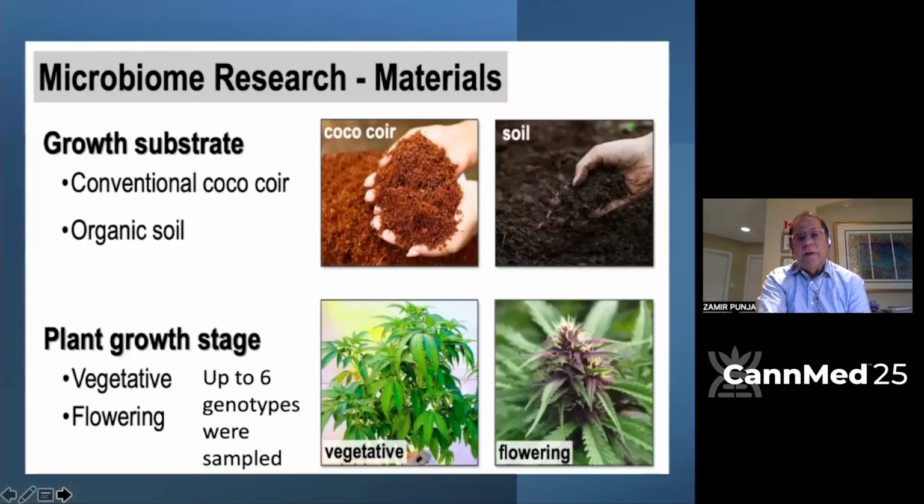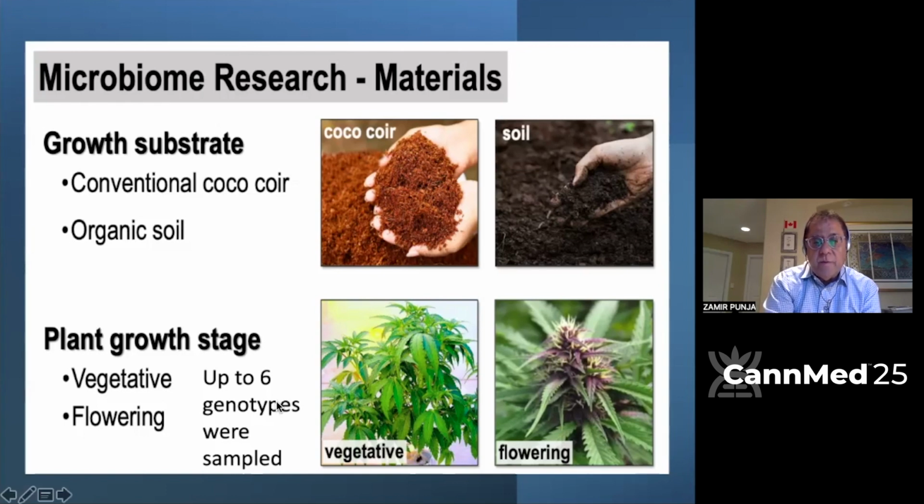So as I mentioned, we did collect some samples of the growing medium. So here you see cocoa coir, which is a very common growing substrate for plants in hydroponic production. On the right, we had a few samples of soil. These were mostly from organic growers. And then again, the various stages of plants that were sampled, starting with the leaves, the stems, the roots, and going all the way from vegetative across to the flowering plants.